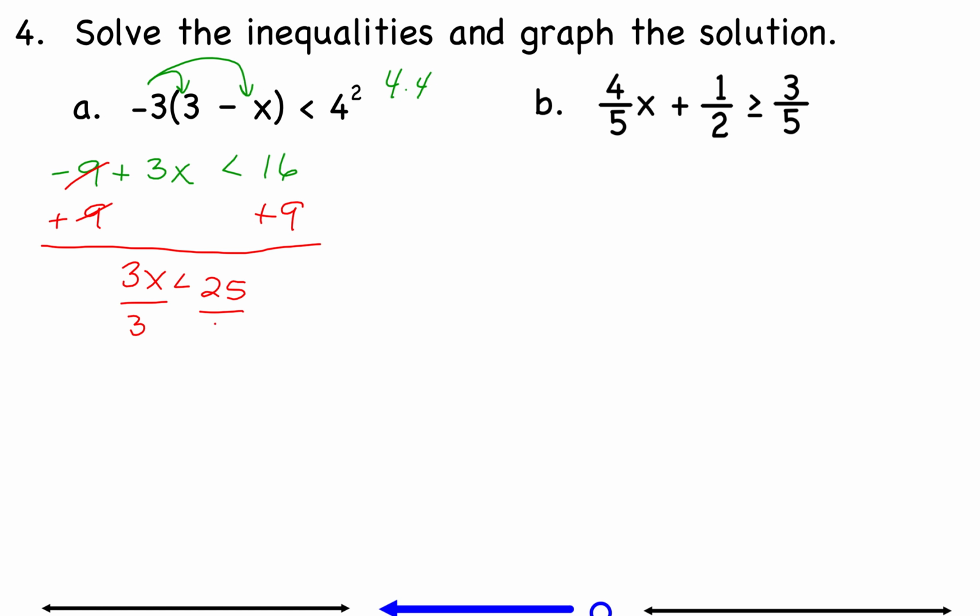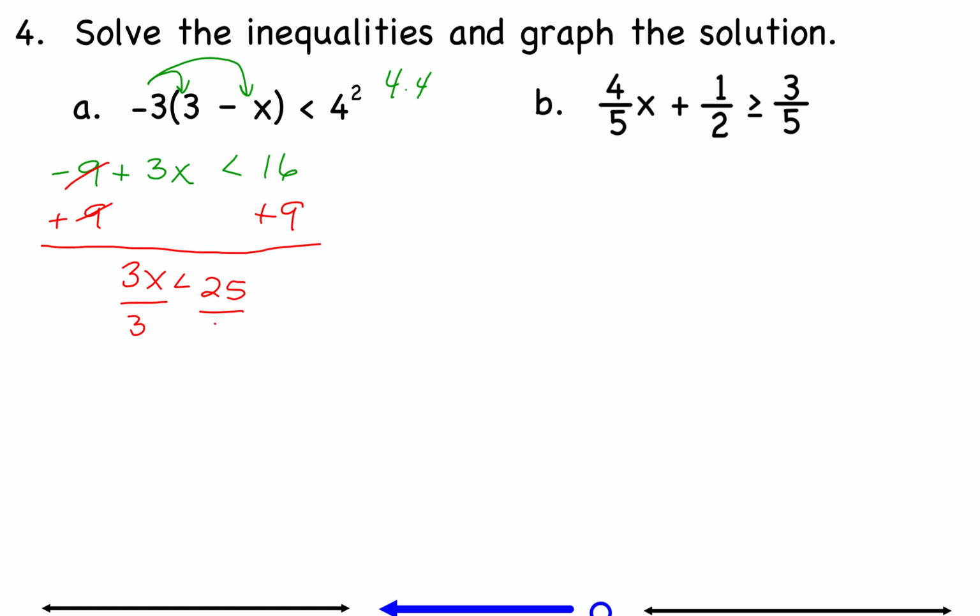Okay, 8 1/3. So that's the number that goes on the number line. So down here we're going to do 8 1/3. And it's less than, so it's an open dot. So we'll put an open dot on 8 1/3. And less than is to the left. So we want the arrow pointing to the left. And those are our solutions.